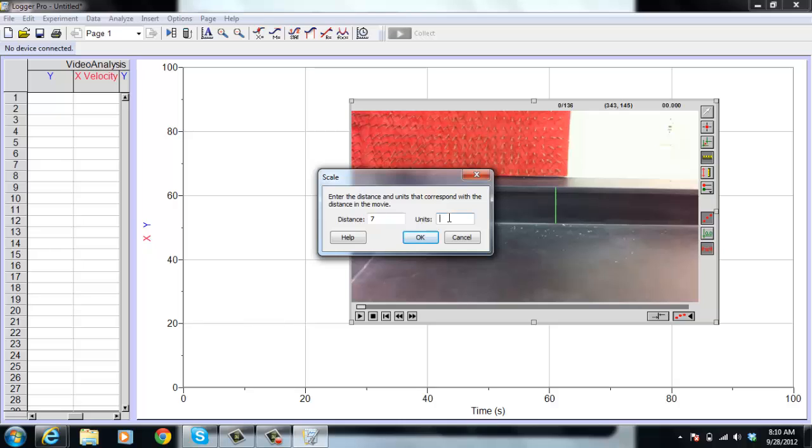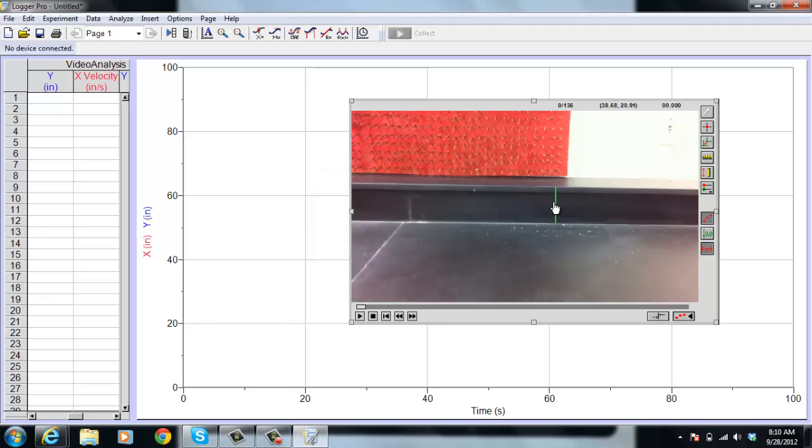So I'm going to go 7. And I'm going to make sure that I change this to inches. So now the screen's going to say, okay, this little green line is 7 inches.